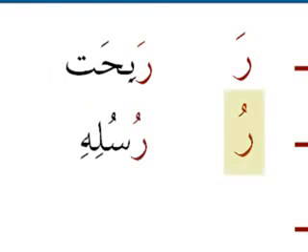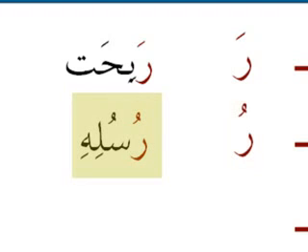This is Ra bihat. When the Ra carries a Dhamma, it's going to be pronounced just like the first one, the Ra with the Fatha. So in this case, you've got Ru, it's full mouth again. So you've got Ru sulihi, Ru sulihi.